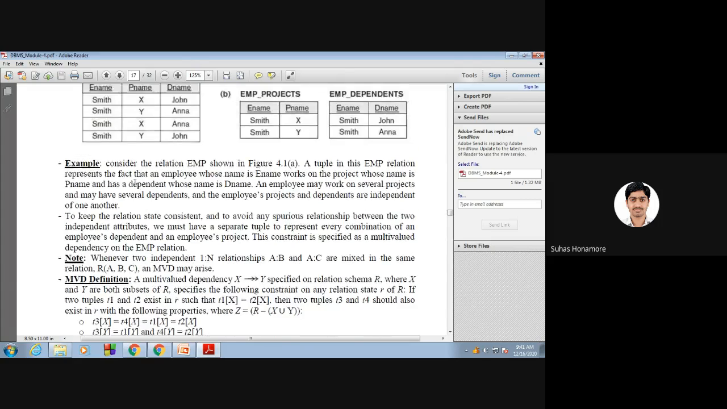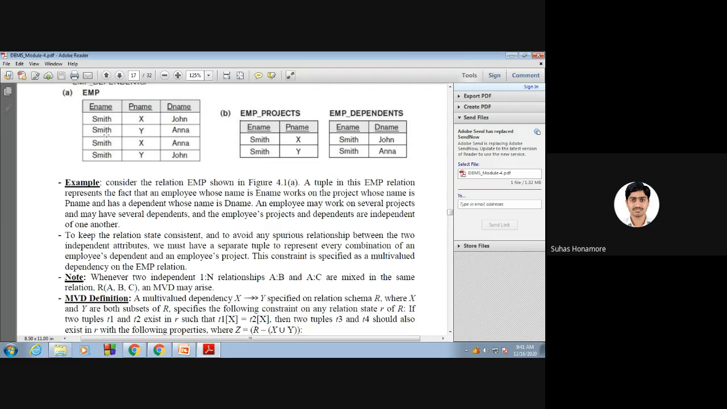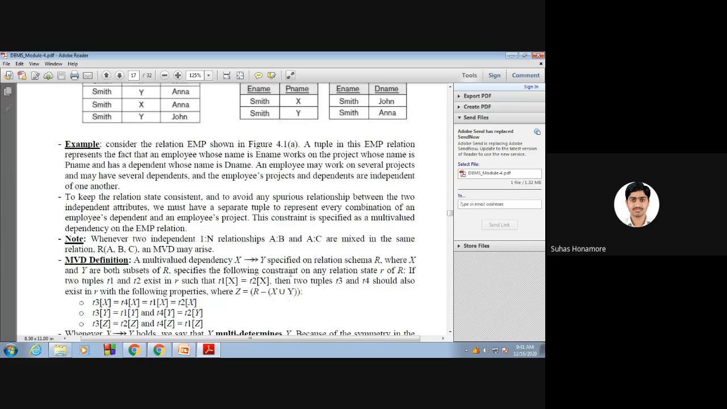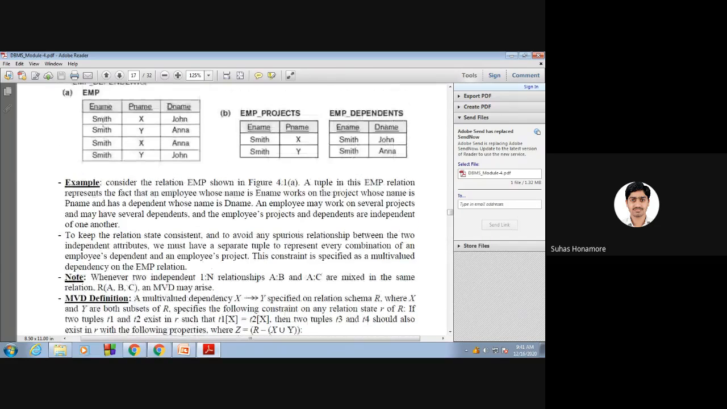So this is my entire R. X is a subset of R, and Y is also a subset of R. Then it specifies the following constraint on a relation state r of R. Relation state means you have some values; inside that, if I take one row, that is a small letter r. So in this entire thing, whatever table is there, this is r of R.